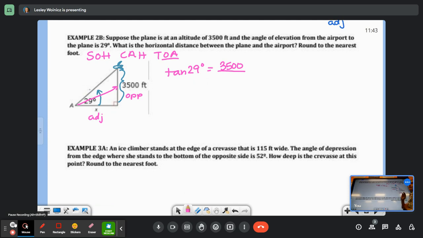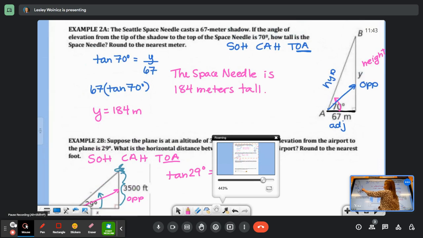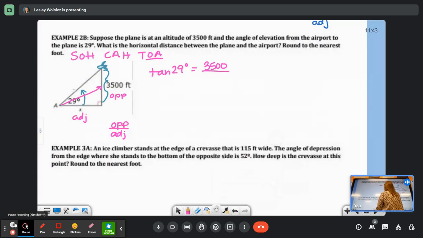Not always. You have to go with what the trig ratio says. The tan is defined as opposite over adjacent. And the last time we lucked out because our unknown was the opposite. That's why we got to put the variable on top. But it's not always the variable on top. Okay, so we got the 3,500 on top, the x goes on the bottom.